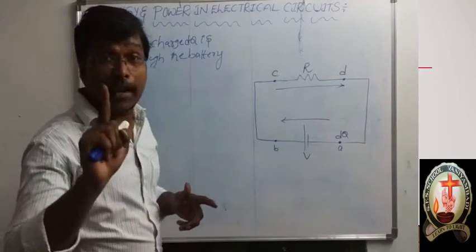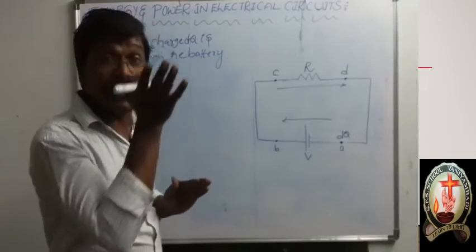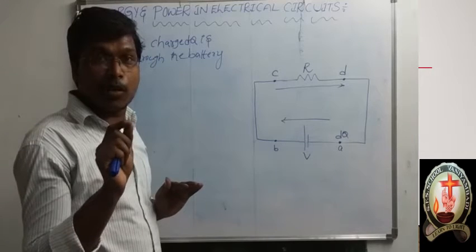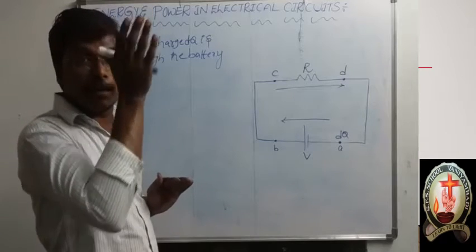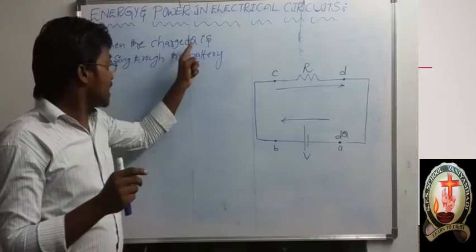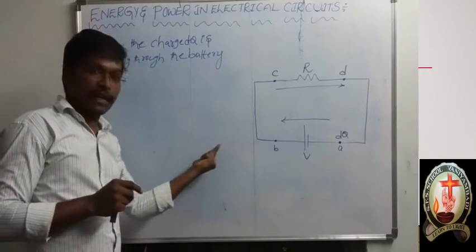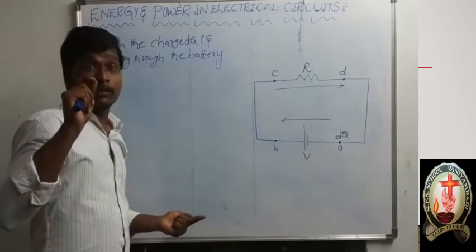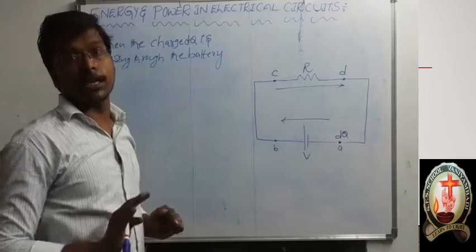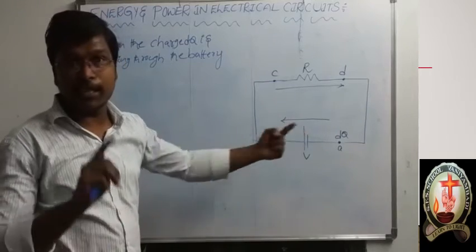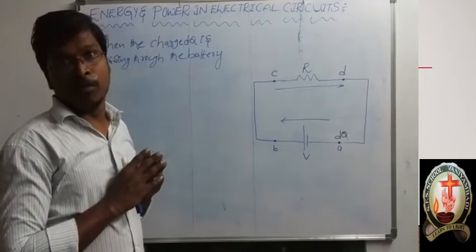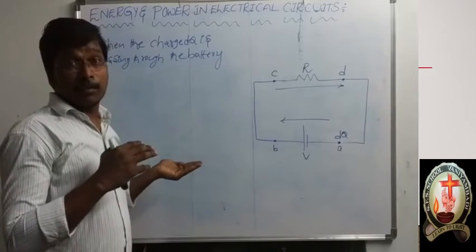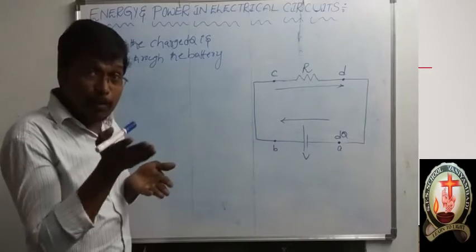the potential energy of the charge will rise. Otherwise, when the charge dq is passing through the battery, the charge gains potential energy. Initially some potential energy is there. I told you that fifth point. Whenever the charge is passing through the battery, the potential energy of the charge will be gained.